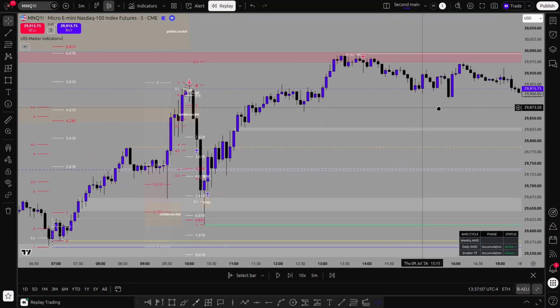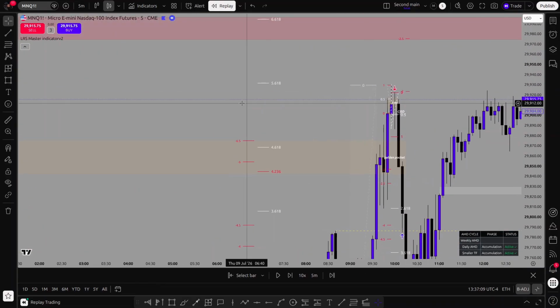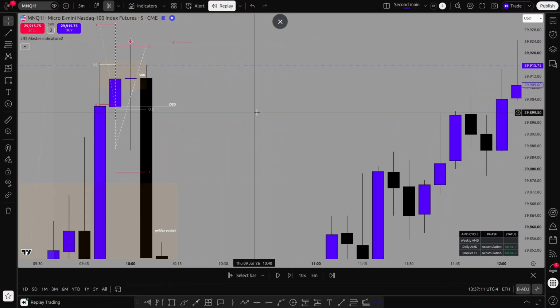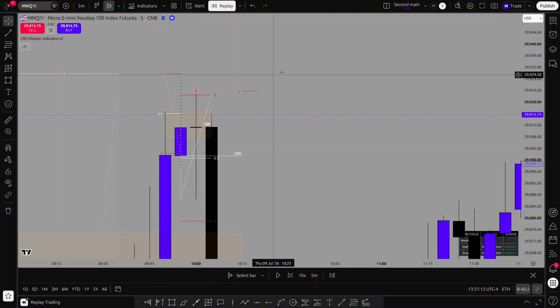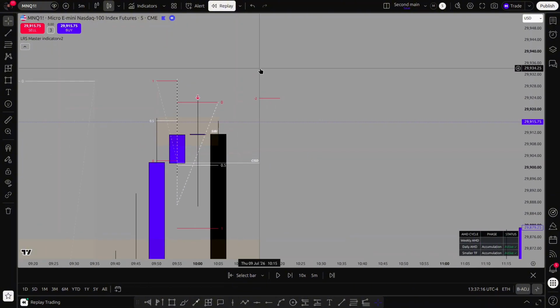Also, on the 5 minute, at my initial entry, what did we have here? The evening star candle pattern, bro. Bro, I love this pattern right here. If it aligns with my narrative, though, and if it aligns with the market maker model, what?